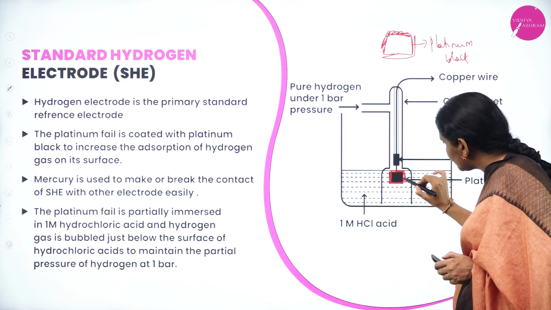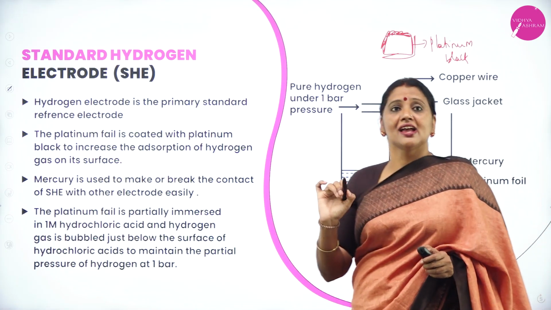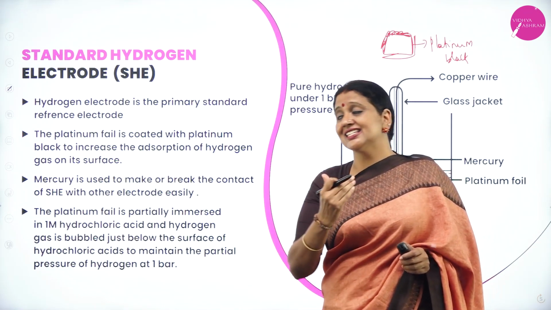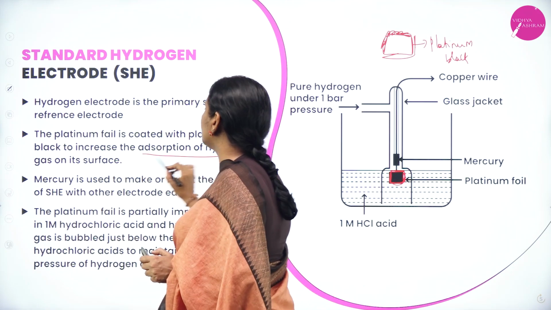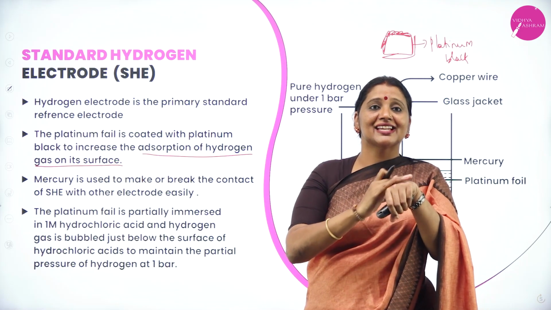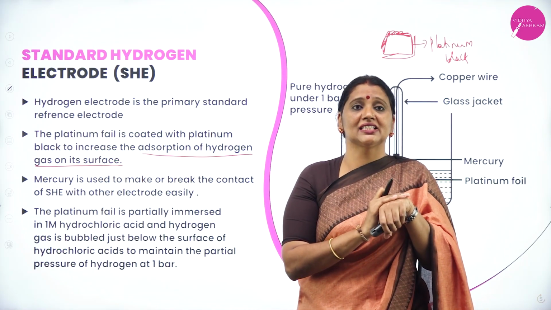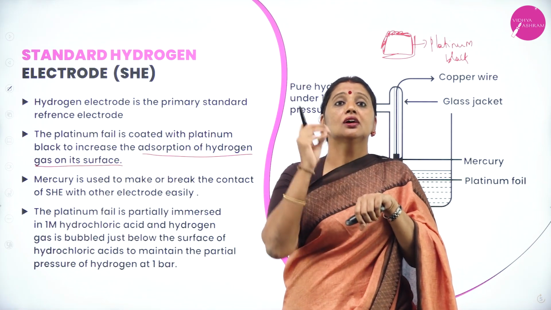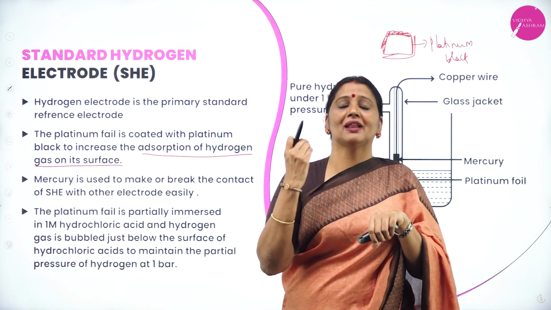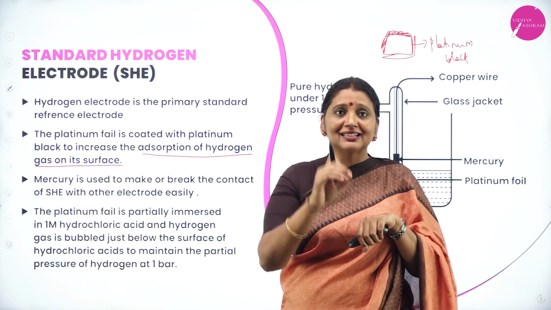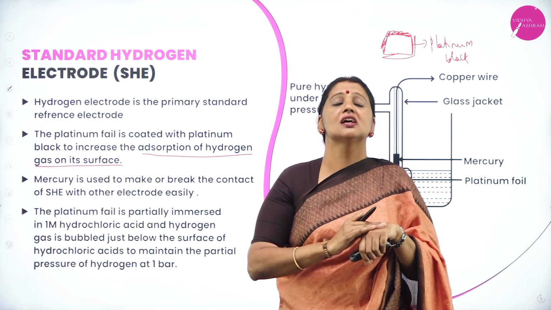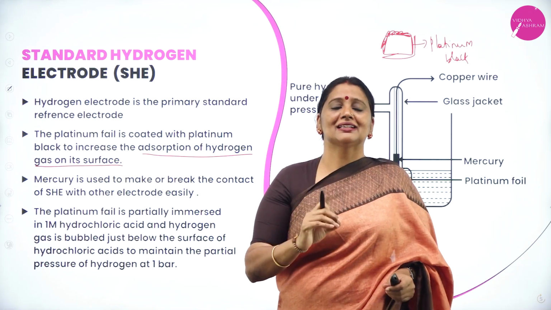This platinum foil is coated with platinum black or platinized asbestos to increase the surface area. As the surface area increases, the adsorption of hydrogen gas also increases. What is adsorption? One substance accumulating on the surface of another is called adsorption. Here, which one is adsorbed? Hydrogen gas molecules are adsorbed on platinum foil which is coated with platinum black. So, to increase the adsorption of hydrogen on the platinum surface, it is coated with platinum black.